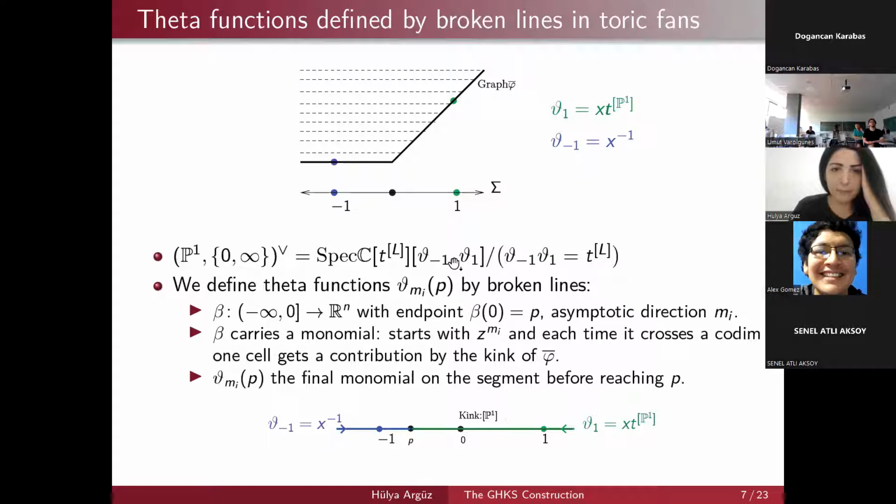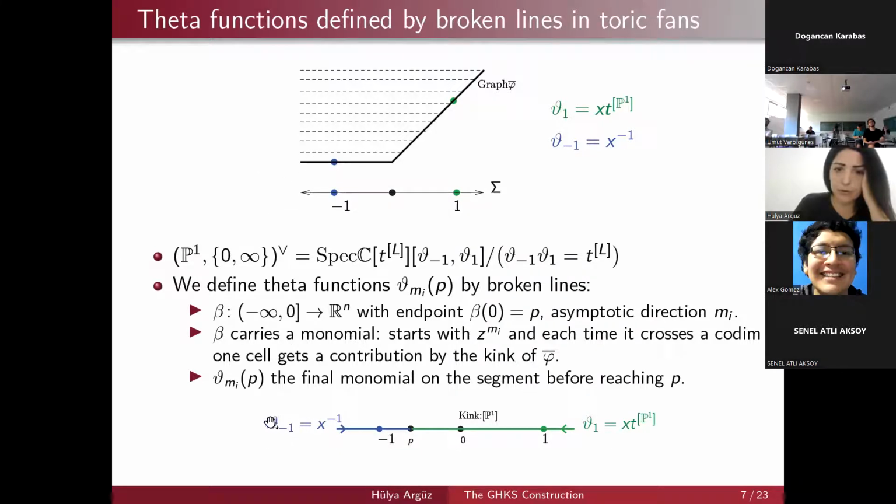And there's an easy, convenient way to write theta functions using what we call broken lines. They're combinatorial objects. So if you want to write, for instance, a theta function corresponding to this point, you look at a broken line coming from infinity, stopping here, and you say you start with a monomial because it comes from the x inverse direction.